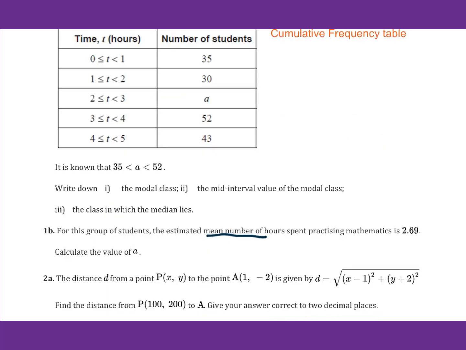How do you get the mean? When we have continuous data, you get the midpoints: 0.5, 1.5, 2.5, 3.5, and 4.5. Then you multiply by the frequency, add together, and divide by the number of students, then you will get 2.69.